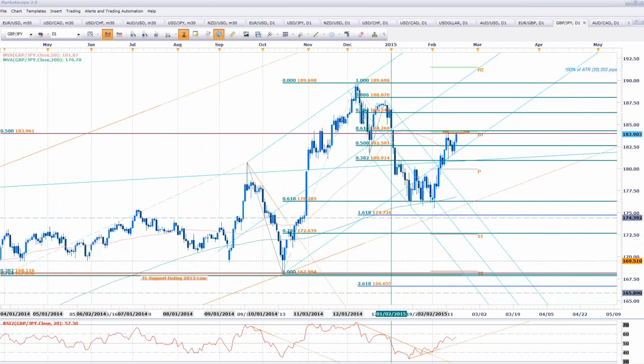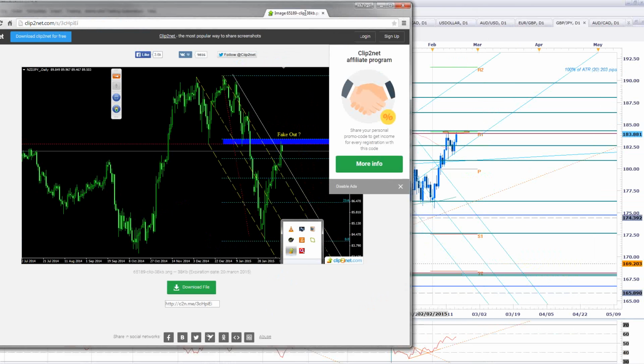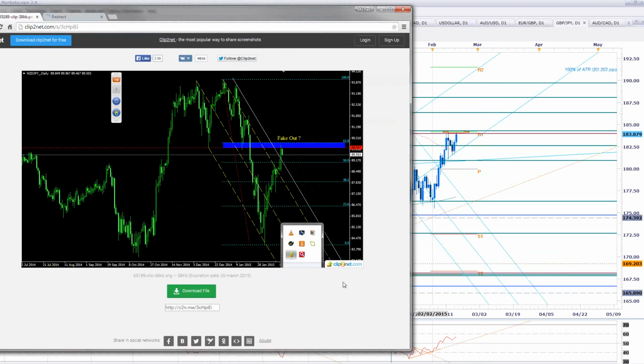Chintan wants to take a look at Kiwi yen, please. Sure. Chintan, let me see if I can. I don't think I can click on that link. Okay, so here's a chart that Chintan just sent over. This is what he's looking at for Kiwi yen.